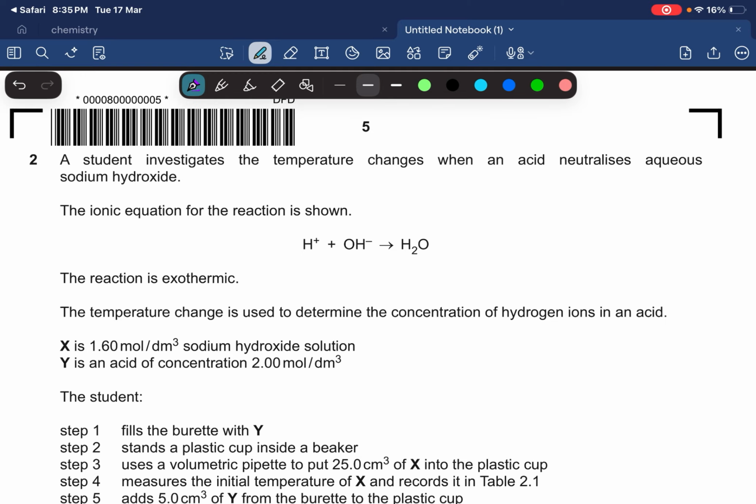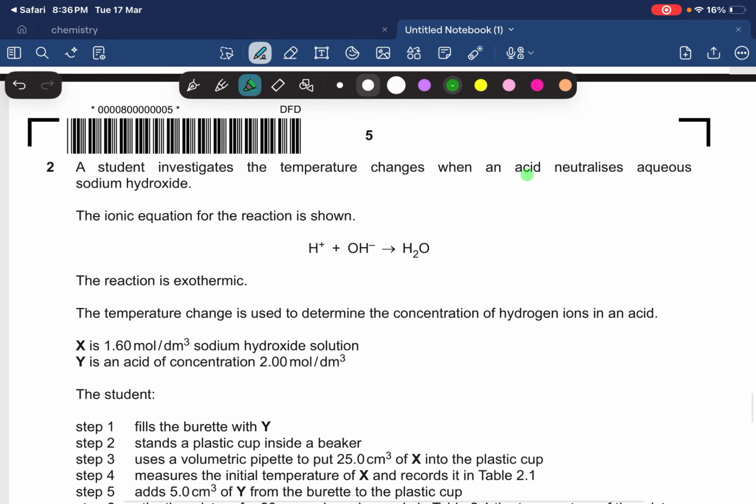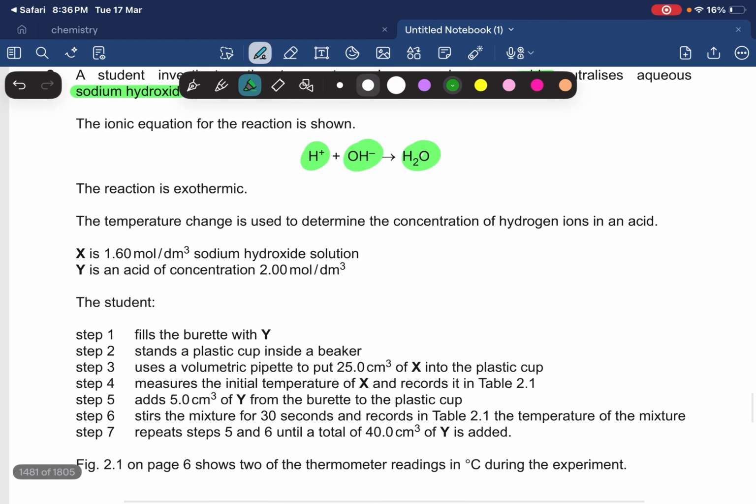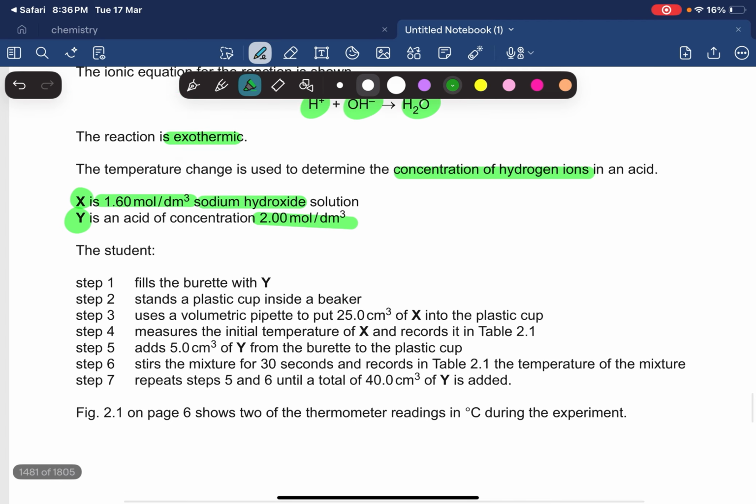A student investigates the temperature changes when an acid neutralizes aqueous sodium hydroxide. The ionic equation for the reaction is shown. You have an acid and an alkali, and you make them react to form water. The reaction is exothermic. The temperature change is used to determine the concentration of the hydrogen ions in the acid. X is 1.6 mol/dm³ sodium hydroxide. Y is an acid of concentration 2 mol/dm³.